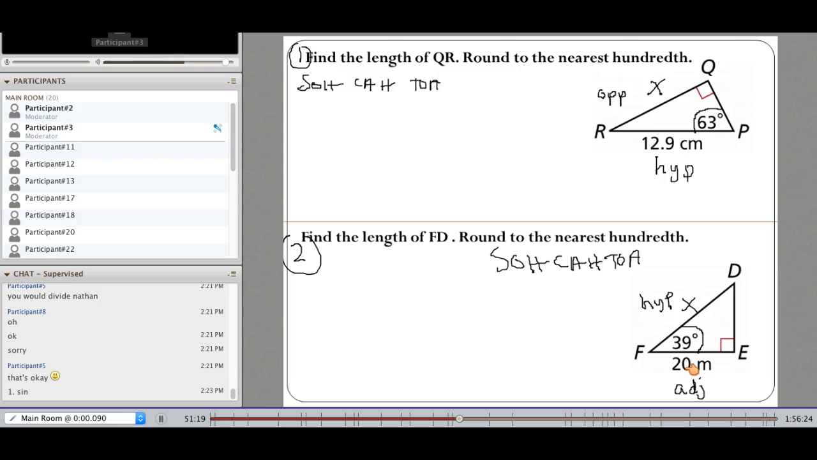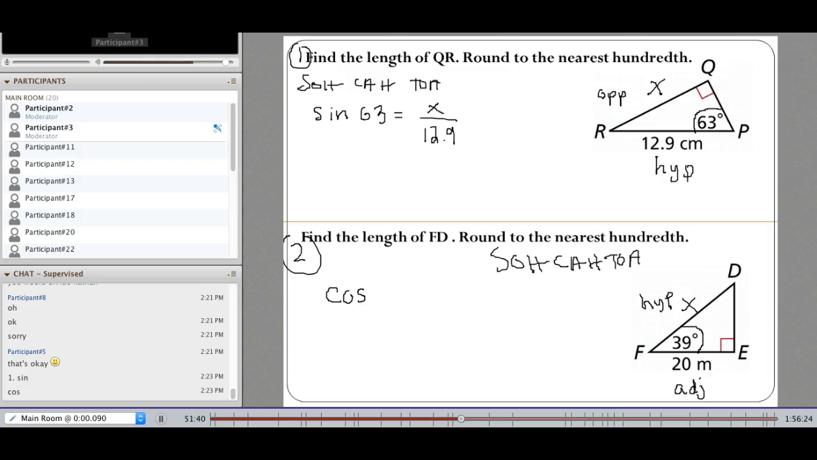Good, so Madison says for number 1 we use the sine, and she is correct. We're going to do the sine of 63 equals the opposite over the hypotenuse. And for number 2, anybody know what we should use? Yep, we should use cosine, adjacent over hypotenuse. So the cosine of 39 equals the adjacent, which is 20 meters, over the hypotenuse, which is x.